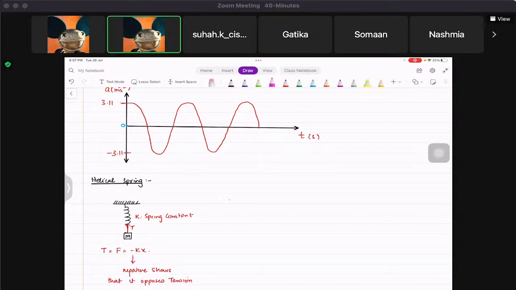That's why we're going to use a equals to minus omega square x. Now tension, which is equal to ma, right? We can put it like this, that tension, which is equal to, right here in a helical spring, minus kx equals to m, and a is minus omega square x. So I just put a in this equation, okay?